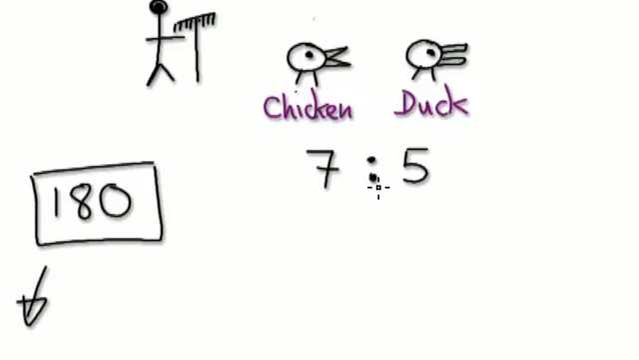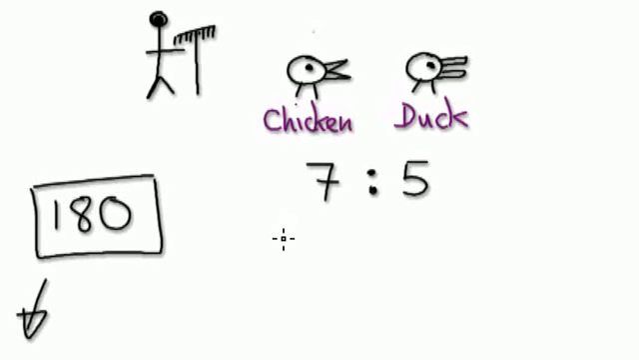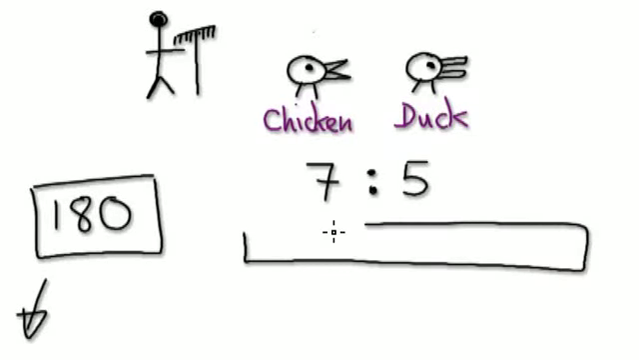Okay, so remember that thing that we did last time. Well, if you think about it, there are 7 parts to every 5 parts. So really there are 12 pieces altogether. Hang on. Bear with me. This will make sense later on. There are 12 pieces. 12 pieces.